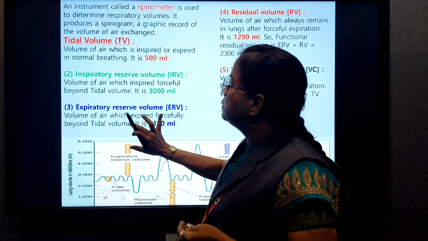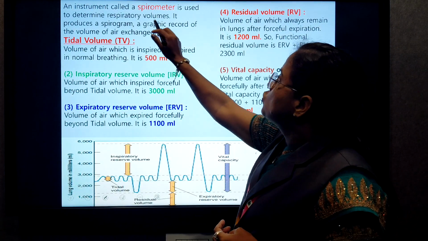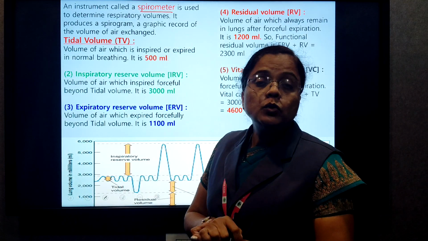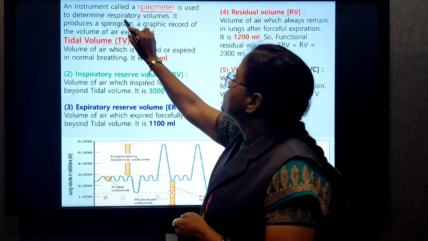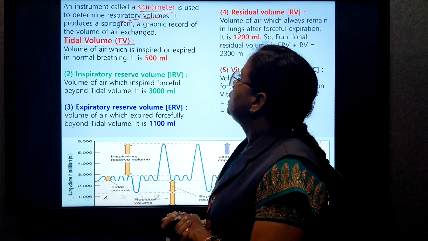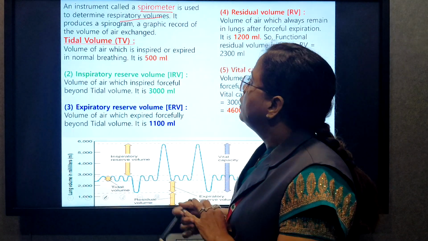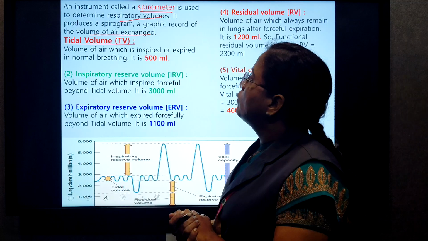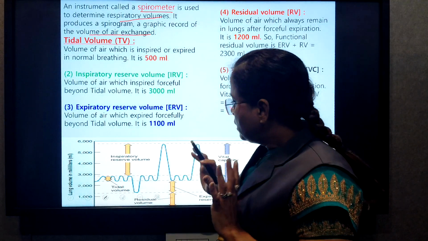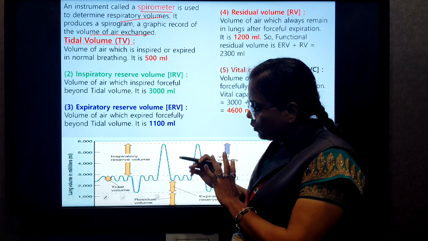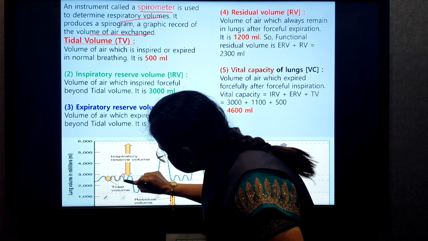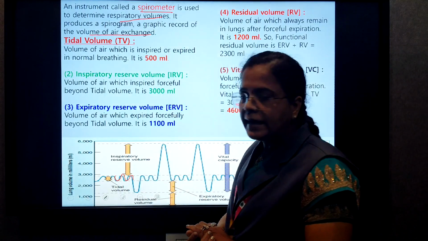One more thing: an instrument called a spirometer. It is used to determine the respiratory volumes by a graphic record on graph paper. Here it shows the volume of air exchange. That diagram is very important. See, what is this? This is the tidal volume.